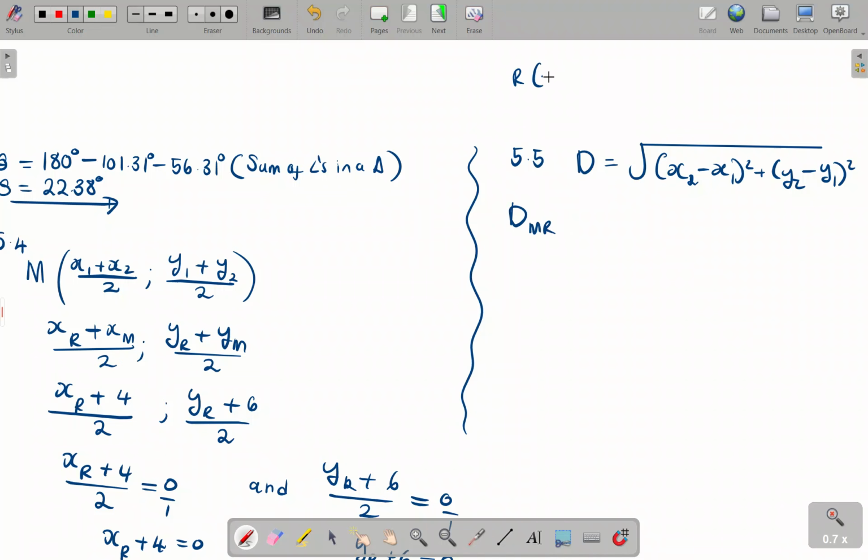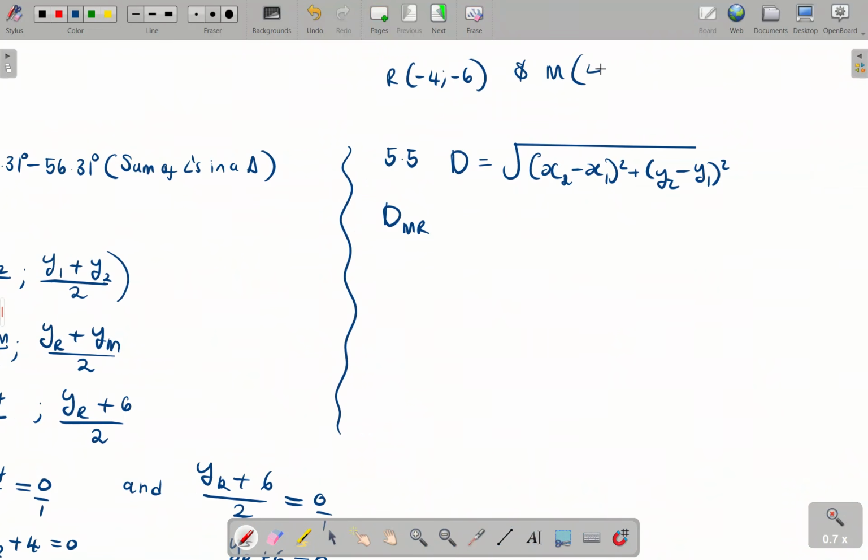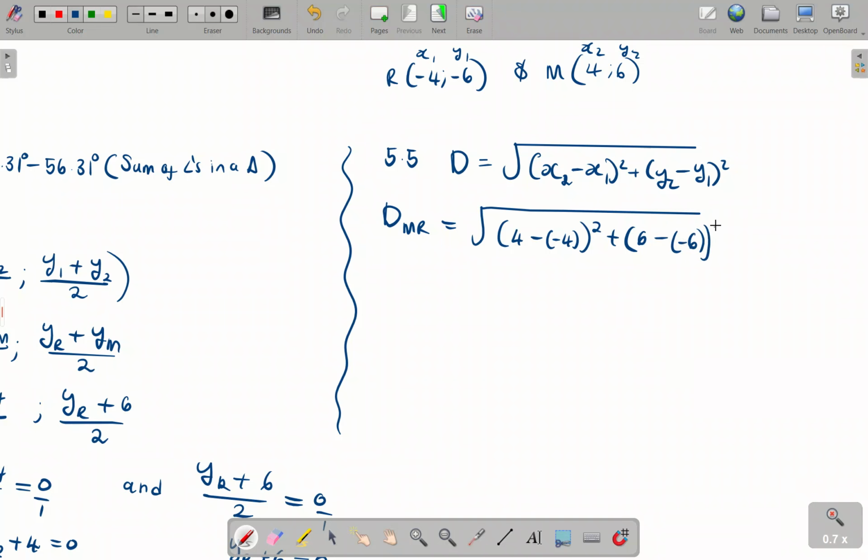Remember, R is simply (-4, -6). And then M, let me see, what's M there? M is (4, 6). So now I'm just going to say, this is the square root of what? You can name these x1, y1, x2, y2. So your x2 is 4 minus your x1, that's -4, and then squared, plus your y2, that's 6, minus your y1, that's -6, and then you square it like that.